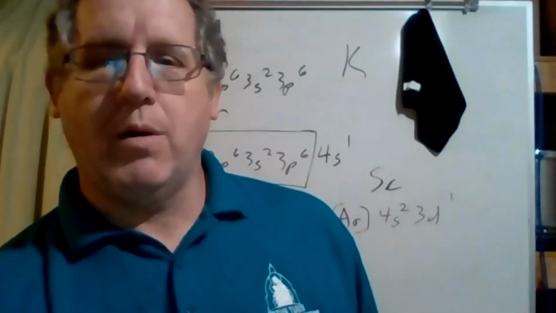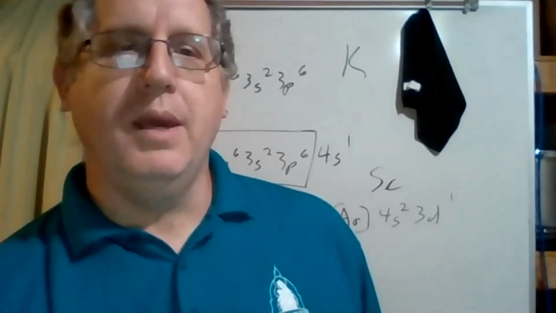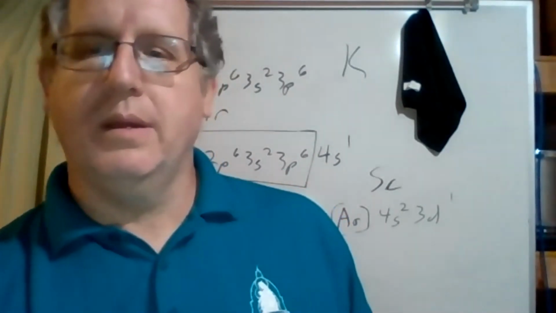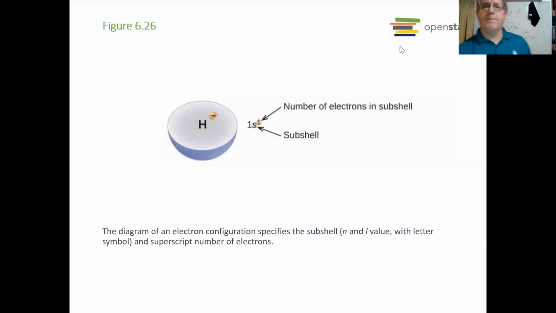Let's go back to our PowerPoint here. And as I take a look at this, we now have an idea of how to put together an electron configuration, an orbital diagram, and getting the quantum numbers for each of those electrons.